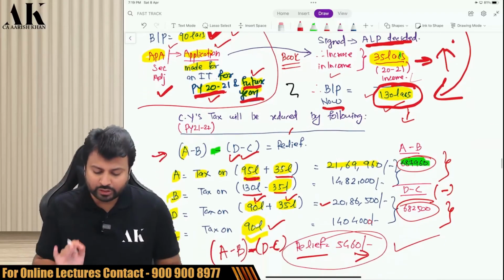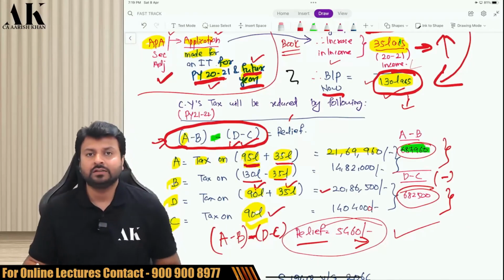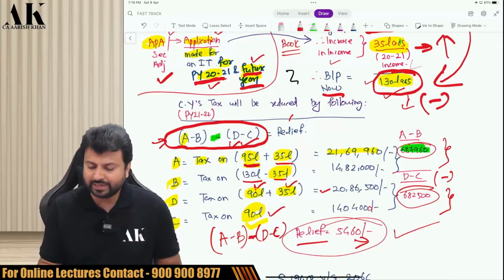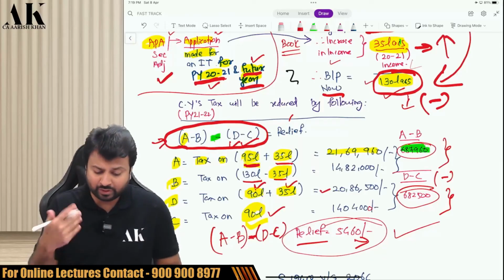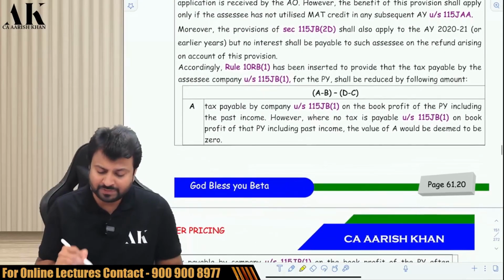So the government is going to give you some relief in this form: A minus B minus D minus C. So this much is the relief you are going to get from the current year tax. Now what is A, what is B, what is C, what is D? This is what is written over here, so you have to identify each of them.